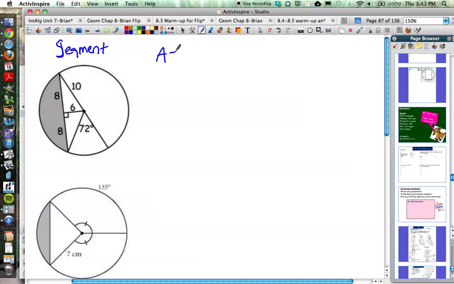So area is going to be the arc measure out of 360 times pi r squared. That's the sector area, and we're going to subtract off that triangle. So we're going to subtract off the base times height divided by 2. So let's take a look at what we've got here.